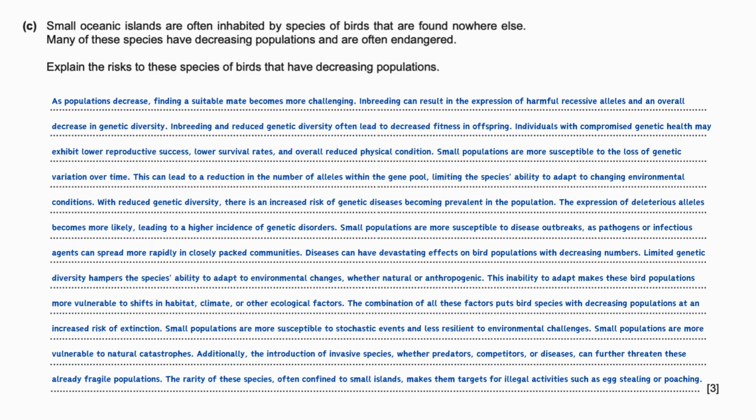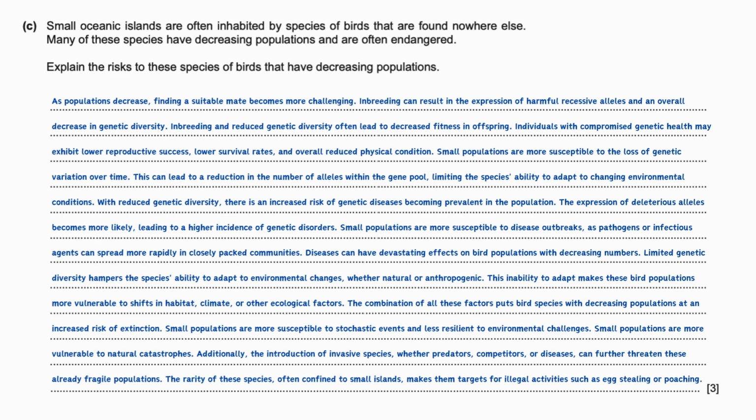Limited genetic diversity hampers the species' ability to adapt to environmental changes, whether natural or anthropogenic. This inability to adapt makes these bird populations more vulnerable to shifts in habitat, climate, or other ecological factors. The combination of all these factors puts bird species with decreasing populations at an increased risk of extinction. Small populations are more susceptible to stochastic events and less resilient to environmental challenges.